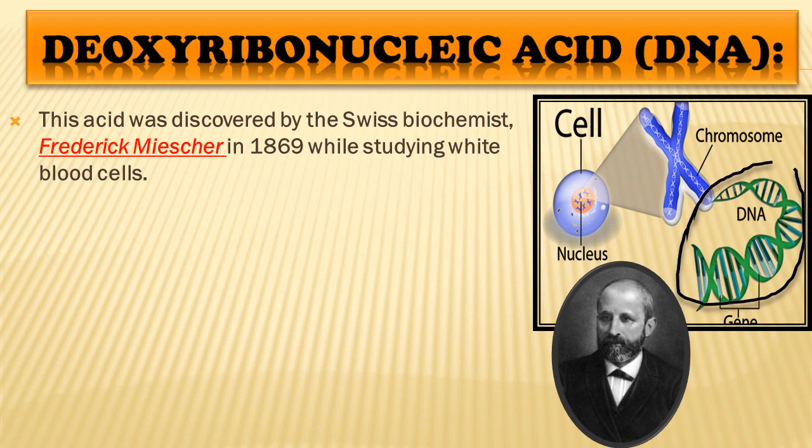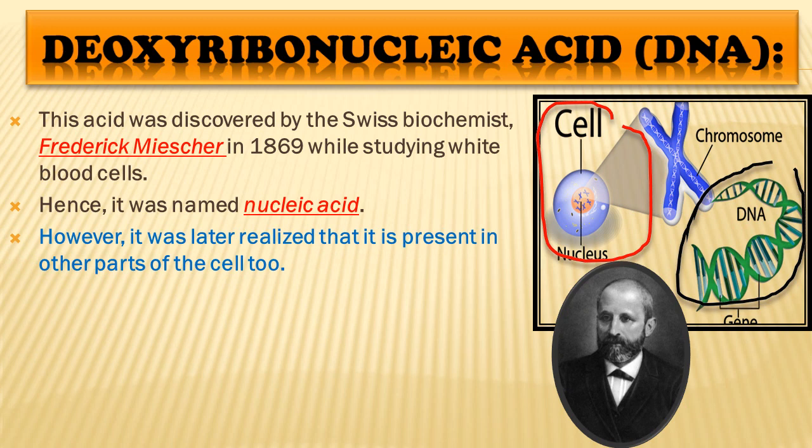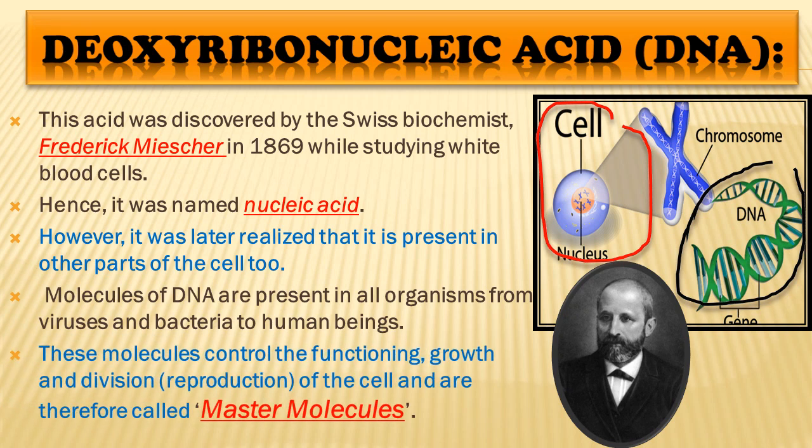Initially this acid was reported to be only in the nucleus of the cell, and hence it was named nucleic acid. However, it was later realized that it is present in other parts of the cell too, and molecules of DNA are present in all organisms from viruses and bacteria to human beings. These molecules control the functioning, growth and division, that is reproduction, of the cell, and are therefore called master molecules. So DNA, or deoxyribonucleic acid, is known as the master molecule.